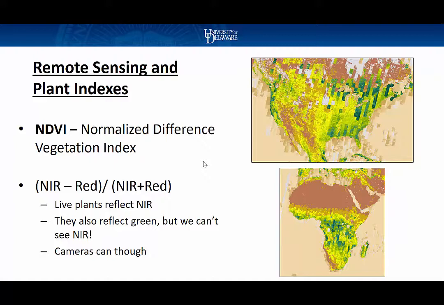NDVI stands for Normalized Difference Vegetation Index. He figured out that if you took the NIR band, subtracted the red, and divided it by NIR plus red, you get a scale. It goes negative, but in most cases my numbers come out between 0 and 1. As you're up near 1, you have a lot of reflectance, you have a lot of biomass. When those values get below about 0.5, you're starting to see a stressed area.